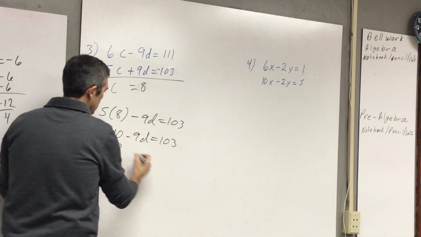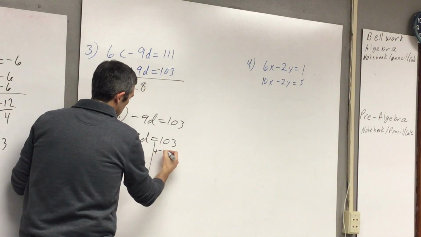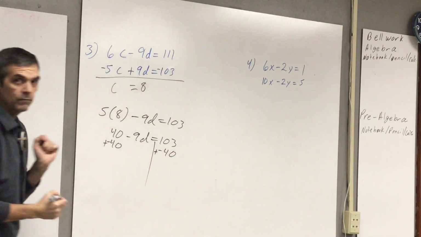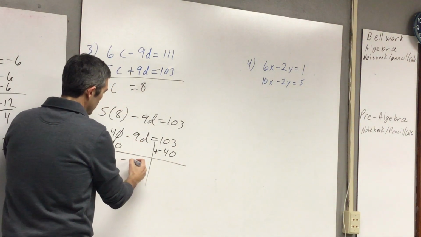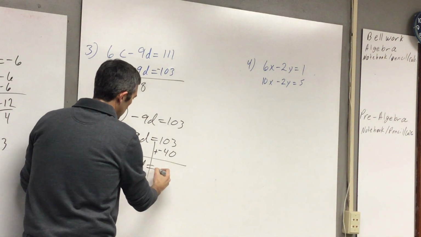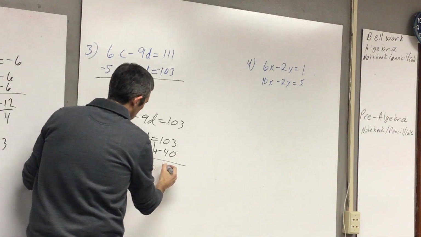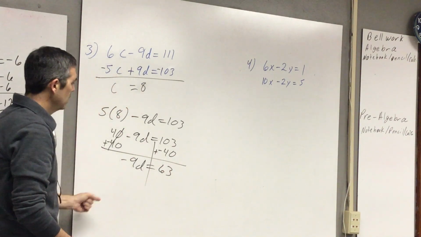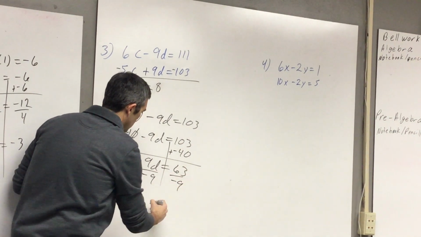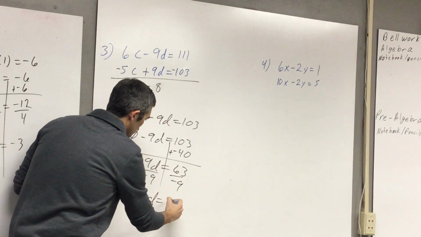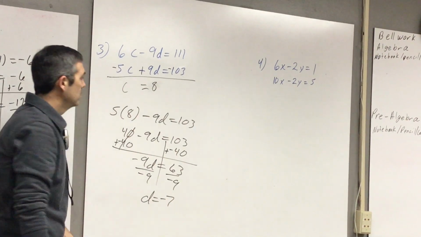Add the inverse. Cancels out, leaves me with negative 9d equals, and that should be 63. Divide by negative 9 on both sides. D equals negative 7.